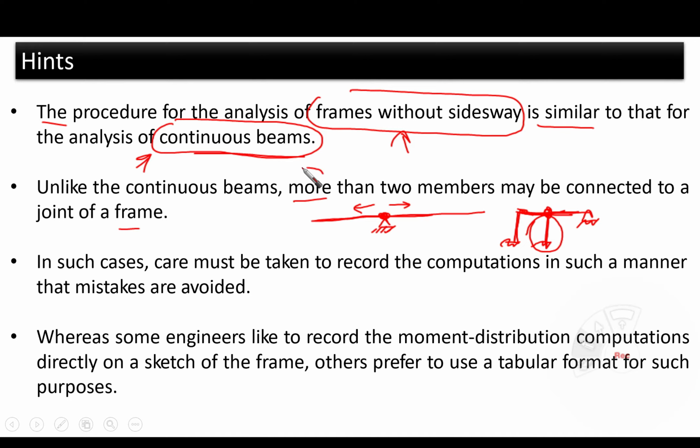Okay, so more than two members can be connected to a joint of a frame. In such cases, care must be taken to record the computations in such a manner that mistakes are avoided, as we are going to see in our examples.